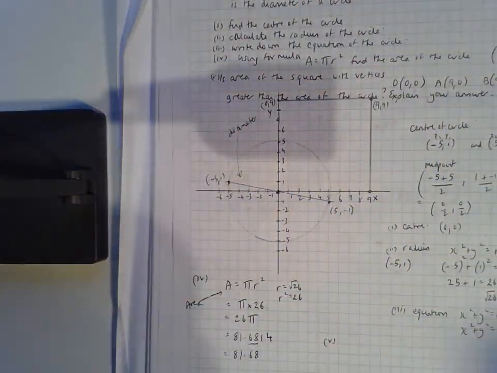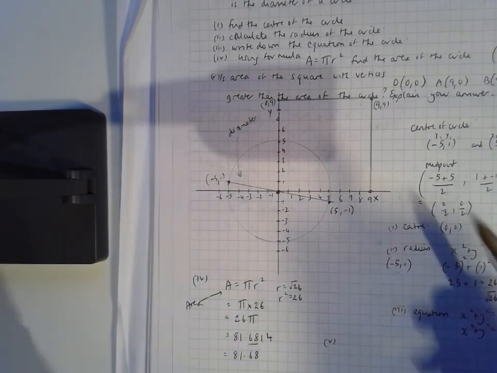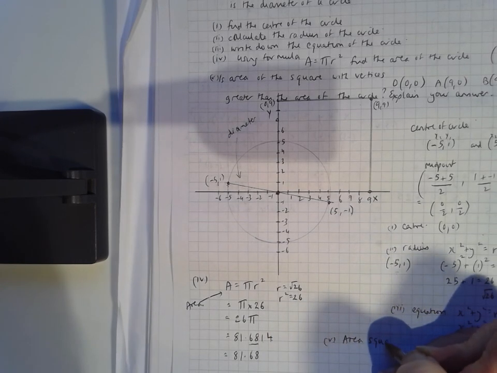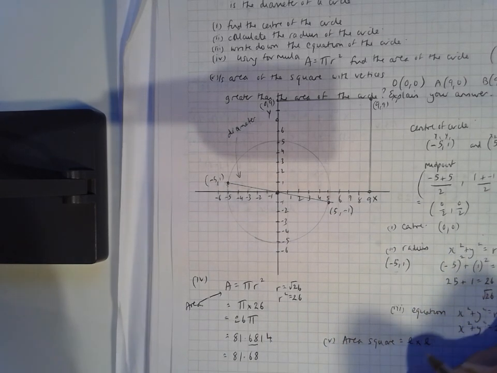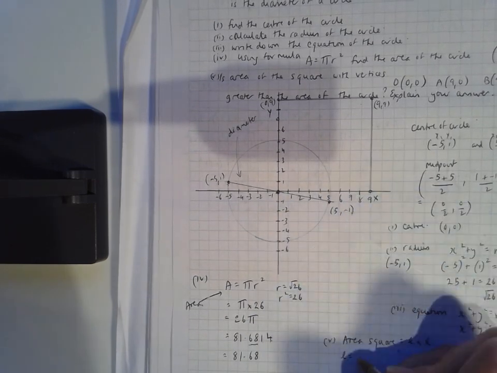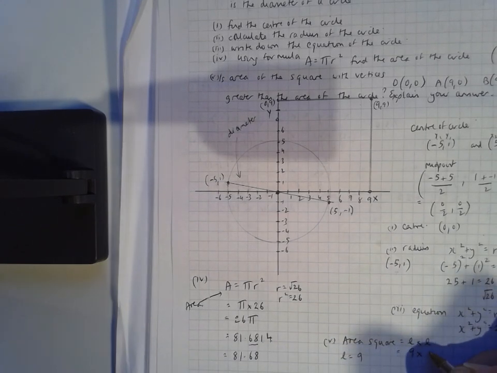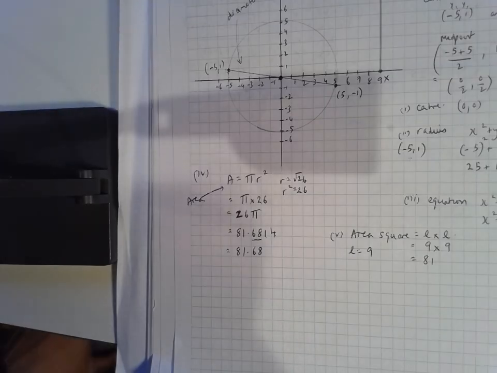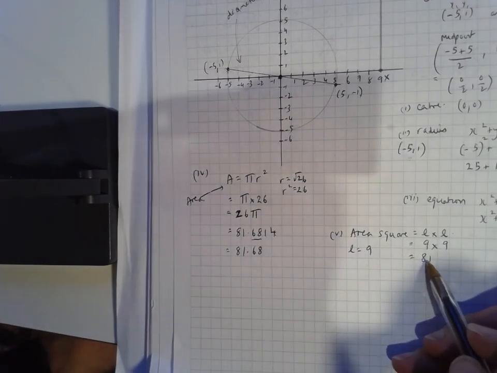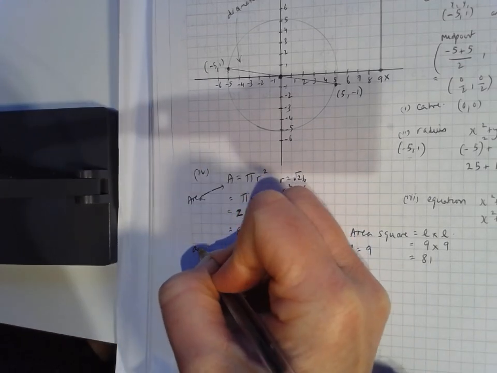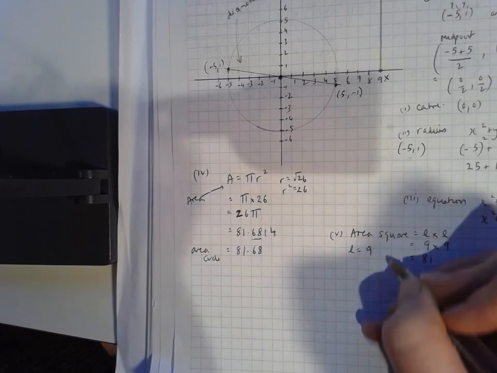Now, what is the area of that? The area of that square is the length by the length. And the length of that side, L, is equal to 9. So actually it's 9 times 9, which is 81. So we have that the area of the square is 9 by 9, which is 81. We have the area of the circle is 81.68.